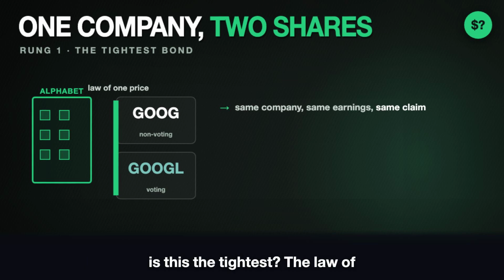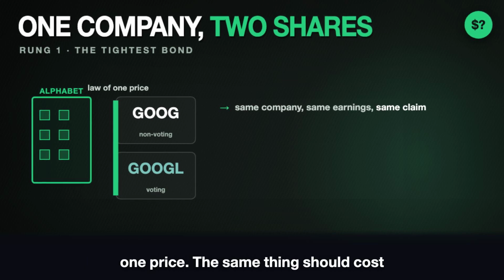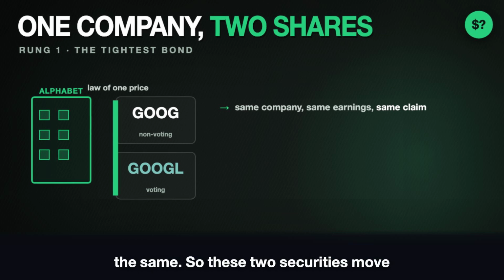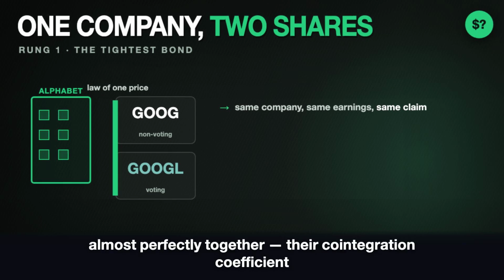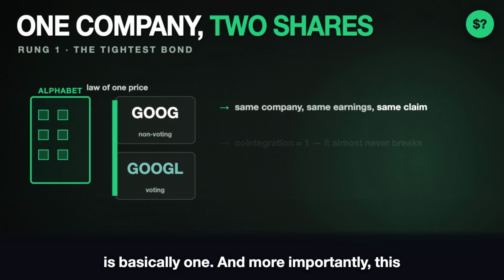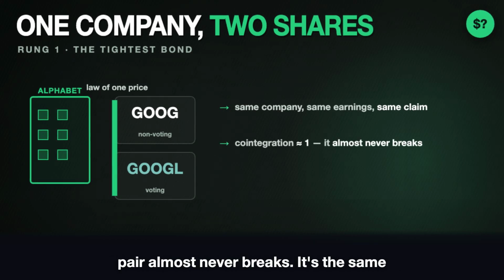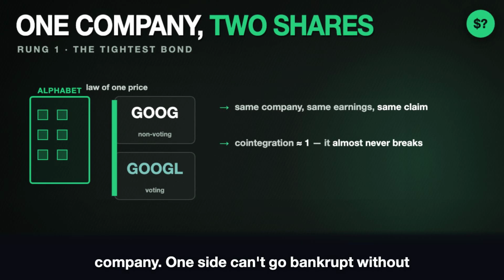Why is this the tightest? The law of one price. The same thing should cost the same. So these 2 securities move almost perfectly together. Their Cointegration coefficient is basically 1, and more importantly, this pair almost never breaks. It's the same company. One side can't go bankrupt without the other.